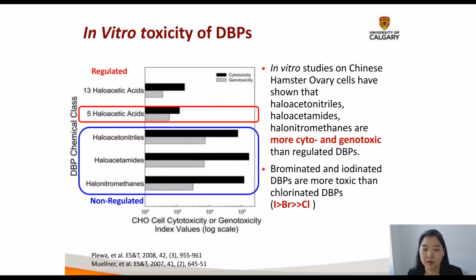Cytotoxicity means the concentration of a compound that produces cell death, in Chinese hamster ovary cells in this case, and genotoxicity is the concentration of a compound that produces DNA damage. And so the larger the bar graph, the more toxic it is. And so in these in vitro studies, they've shown that the non-regulated haloacetonitriles, haloacetamides and nitromethanes are more cyto- and genotoxic than those currently regulated. Another thing that they found was that the brominated and iodinated DBPs are more toxic than the chlorinated disinfection byproducts.